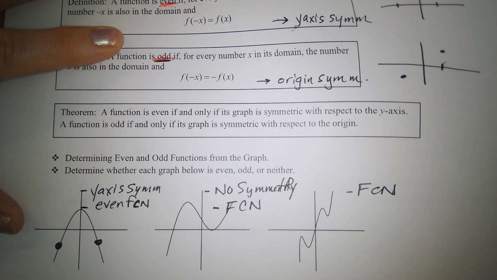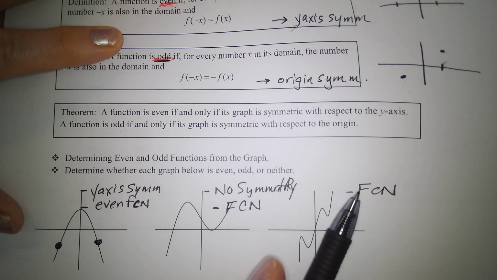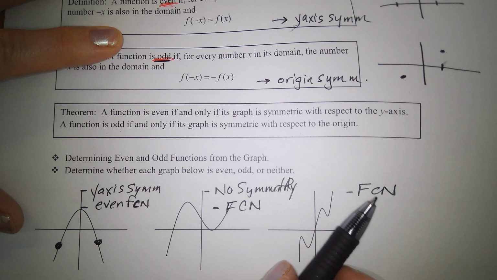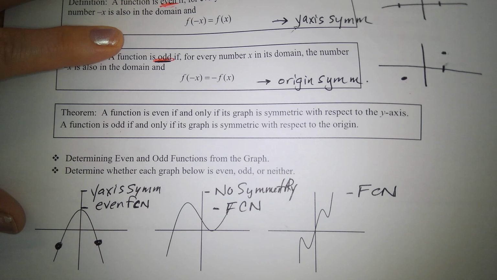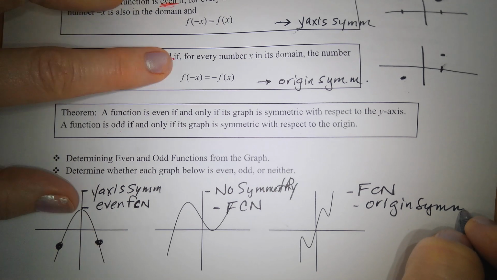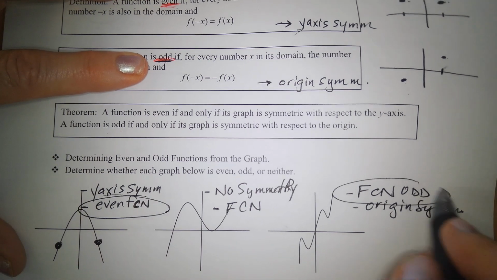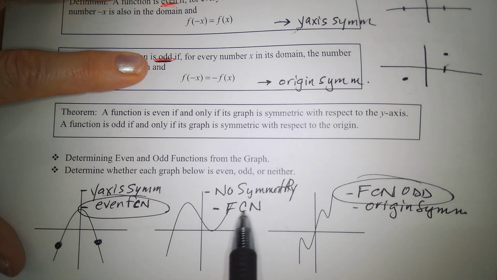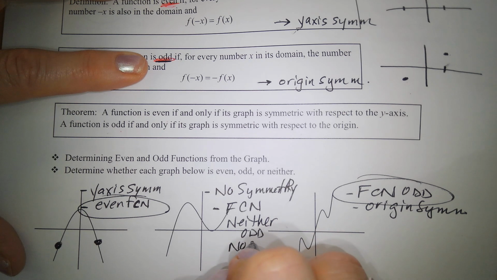But is this function even or odd? If this function is even or odd, it will have some sort of symmetry. You can see this symmetry starts in the first quadrant, and if I rotate this part of the graph in the first quadrant around the origin, it's going to end up down here in the third quadrant. This is what we call origin symmetry, and when dealing with functions, origin symmetry means it is an odd function. So here's an even function, an odd function, and then a function that is neither odd nor even. It is neither.